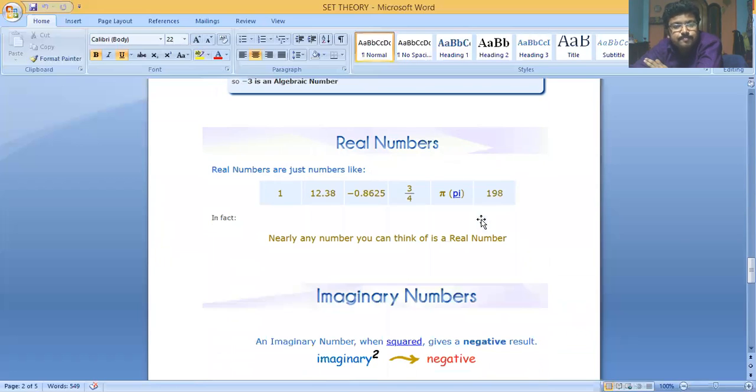Real numbers. What are the real numbers? Real numbers are just numbers like 1, 12.38, minus 0.86, 3 by 4, pi, 22 by 7, 198. Nearly any number you can think of is a real number.